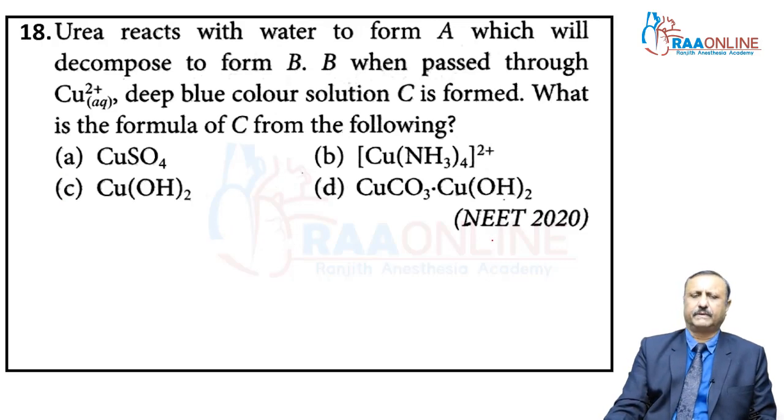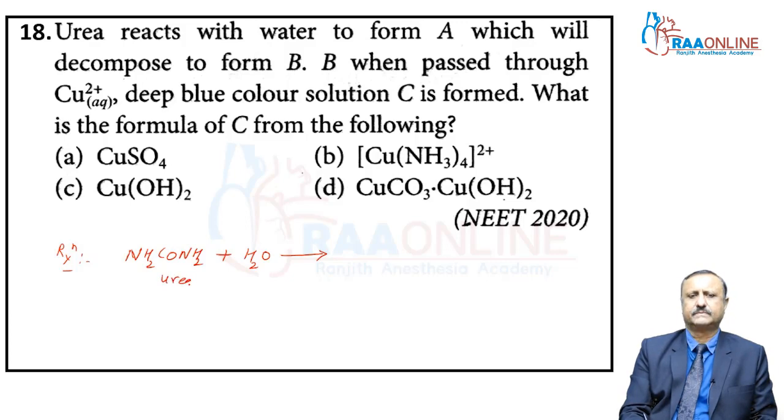Here, my dear students, in question number 18, urea reacts with water. What is the molecular formula of urea? So you can write the reaction here. Urea means NH2CONH2. This urea, my dear students, reacts with water to form compound A, which decomposes to form compound B. Compound B, when passed through Cu2+ ions, forms compound C, and the color of compound C is deep blue. What is the formula of C from the following?